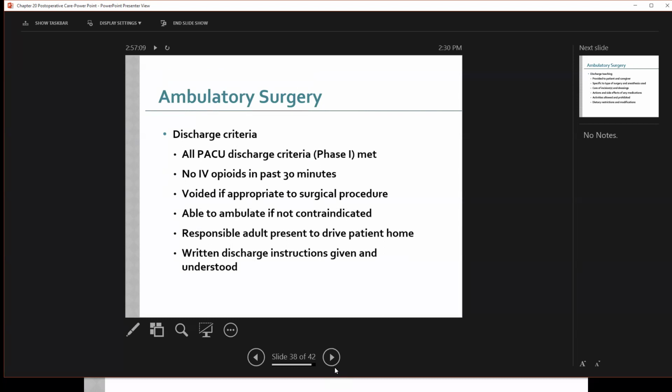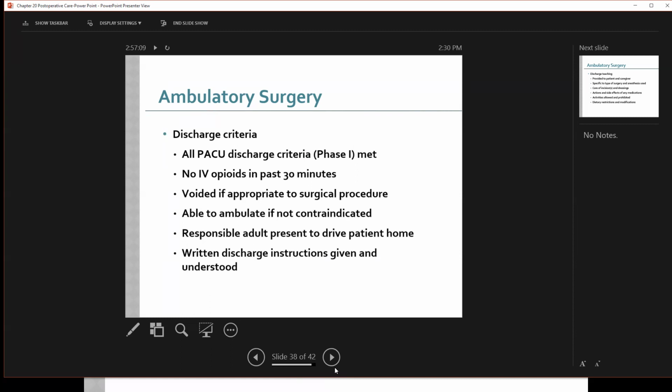Discharge criteria from the ambulatory surgery center. All PACU discharge criteria phase 1 must be met. No IV opioids can be given in the last 30 minutes. Patient must have voided if appropriate for surgical procedure. They must be able to ambulate if not contraindicated.